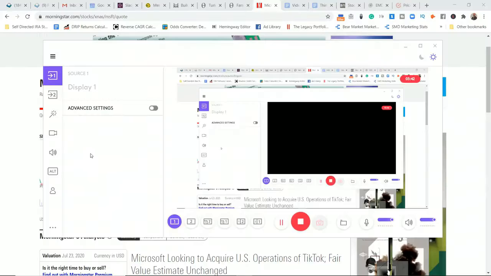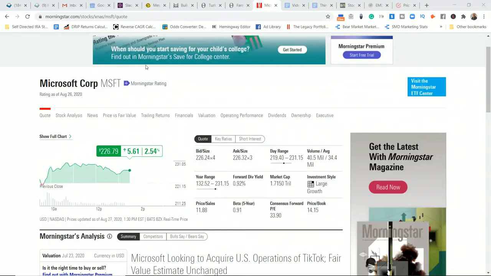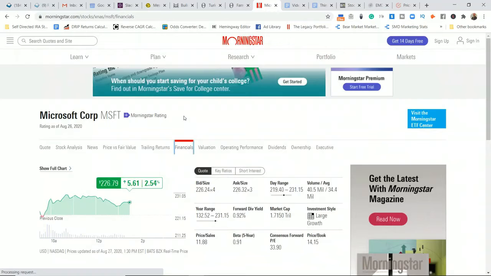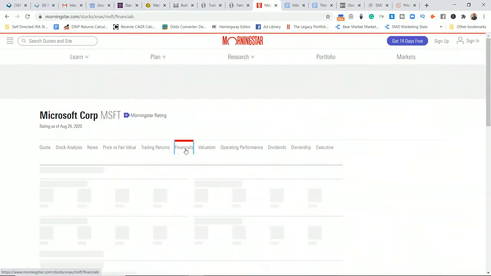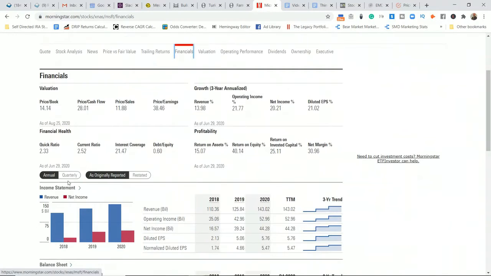Now, let me bring you to my main screen to get into the explanation of this. So I've got up Microsoft. Again, I'm just using Microsoft as an example because everybody knows who Microsoft is. To get to the cash flow statement, go to the Financials tab. Anytime that I share my screen or record my screen, it takes a while to load, so I apologize for the slight delay here. Go to quarterly.